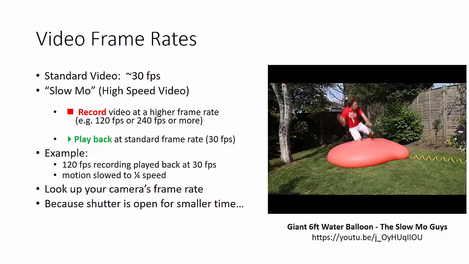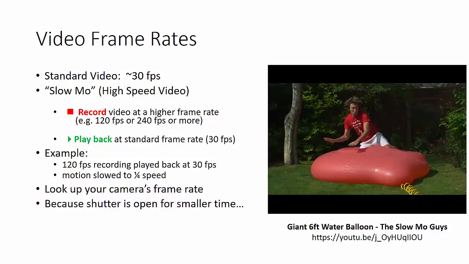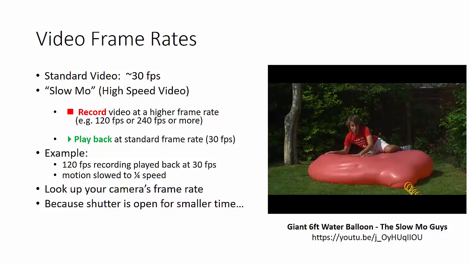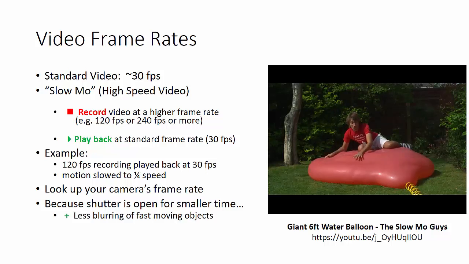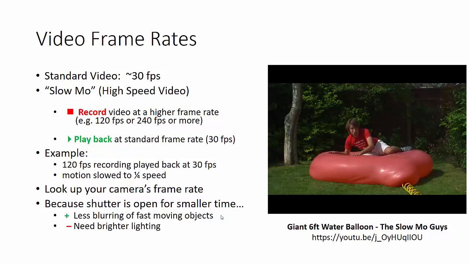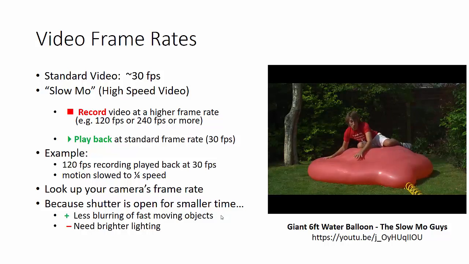Now, one thing to be aware of: as you're taking these pictures at a faster and faster speed, you have to open and close the aperture to let in light for a shorter and shorter amount of time. There's an upside to that, which is that if an object's moving quickly and you're only looking at it for a small instant in time, there's less blurring of the object. The downside to this very fast photography is that you're going to need better lighting.